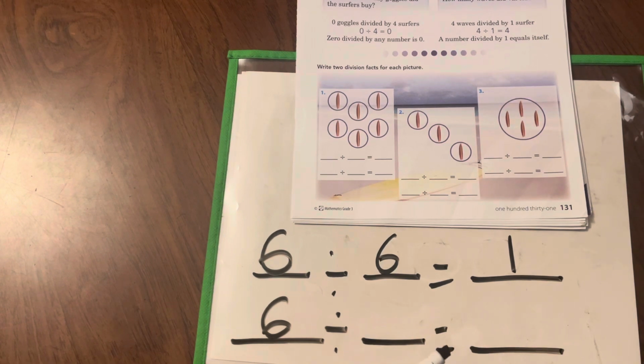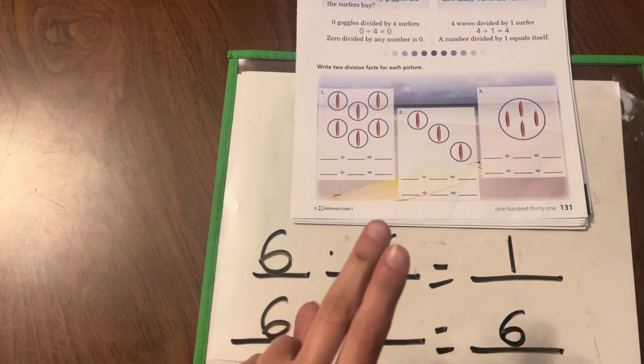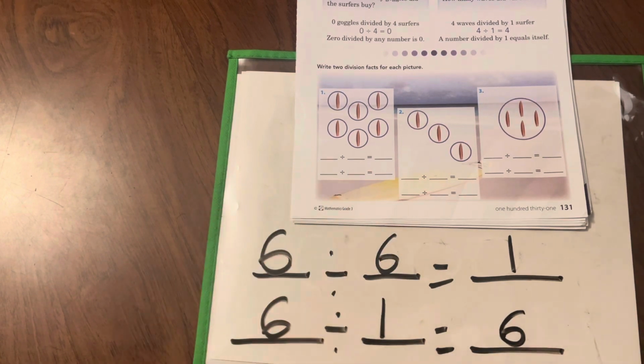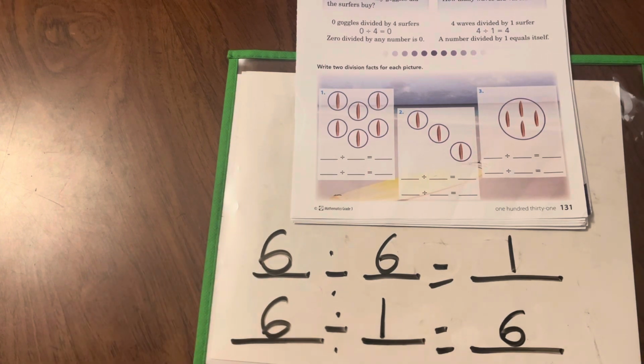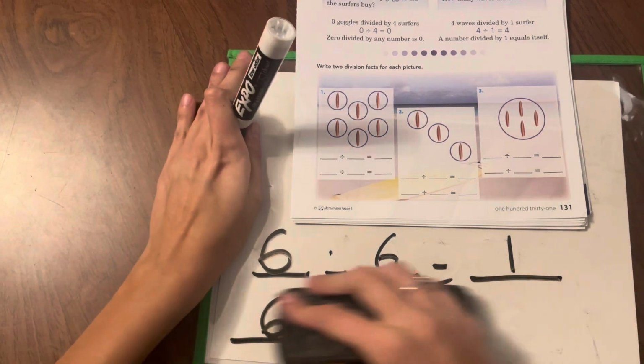Whoa, I'm having a hard time talking today. We're going to turn these numbers around, and we're going to put 1 here. 6 divided by 1 equals 6, right? Because 1, 2, 3, 4, 5, 6. We have 6. So instead of turning the first 2 numbers around like we did in multiplication, now we turn the last 2 numbers around, and we have the same 3 numbers, but different problems.